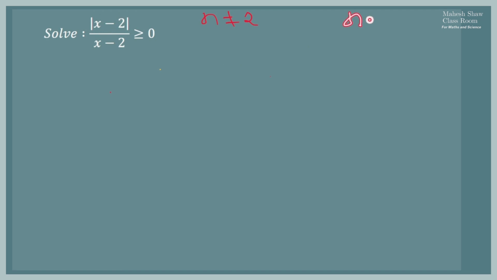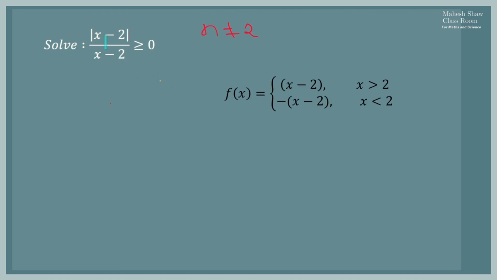For that, first we need to find its critical point or the turning point, which is x = 2 in this case. So therefore we can say that for x greater than 2, this is going to be positive, that is positive of x - 2, and for x less than 2, it is going to be negative of this, which is negative of x - 2. Now case 1, when x is greater than 2, we have |x| as x - 2.